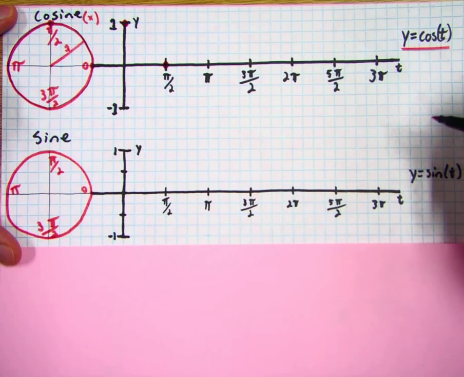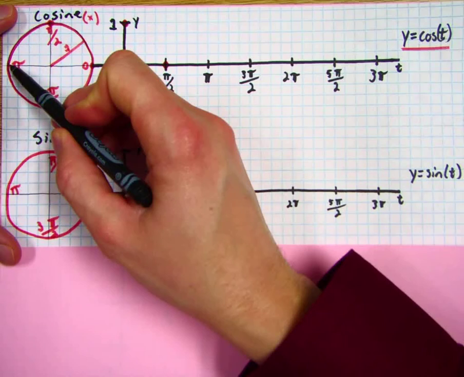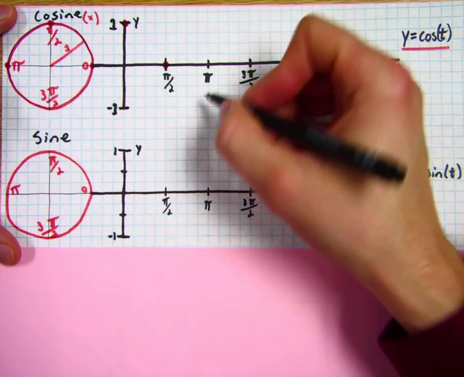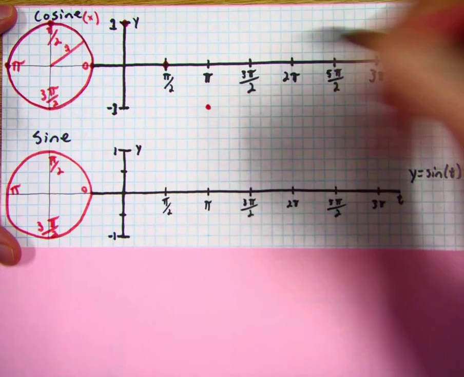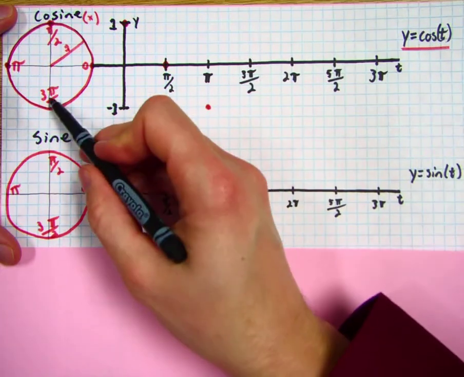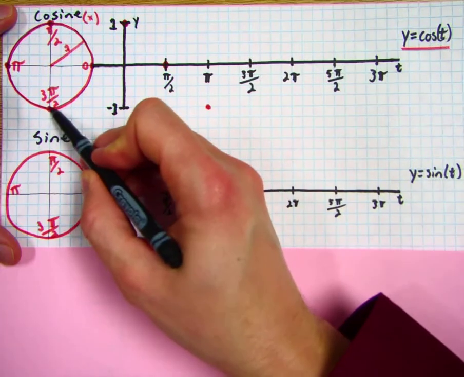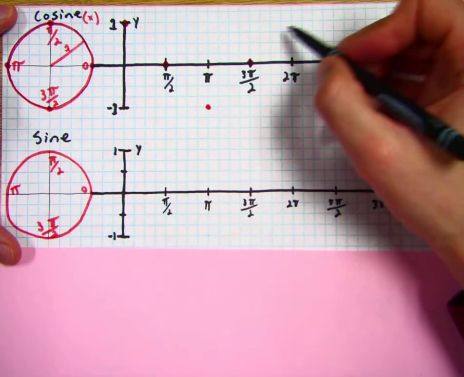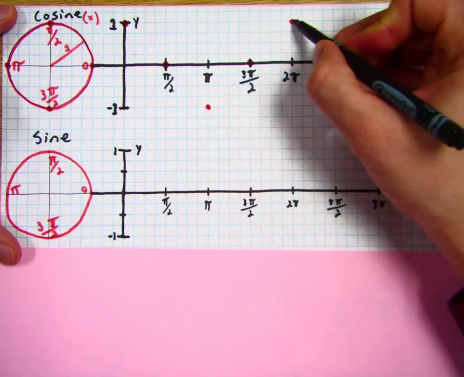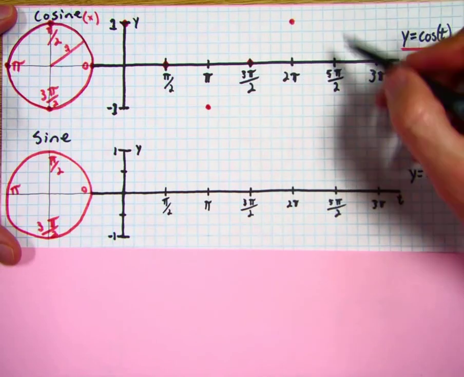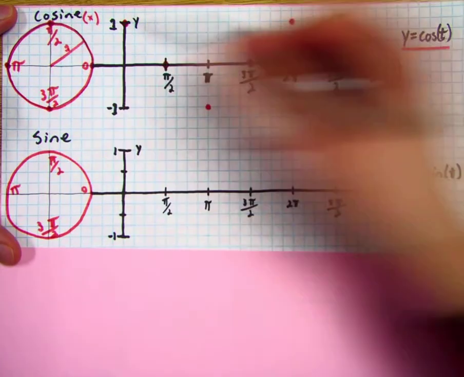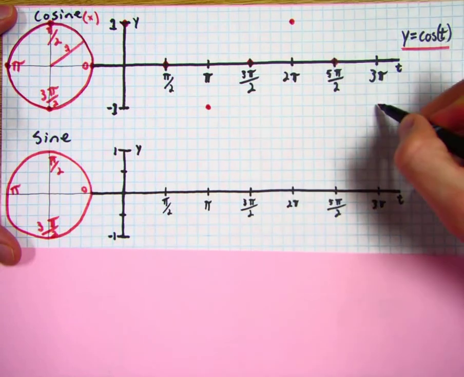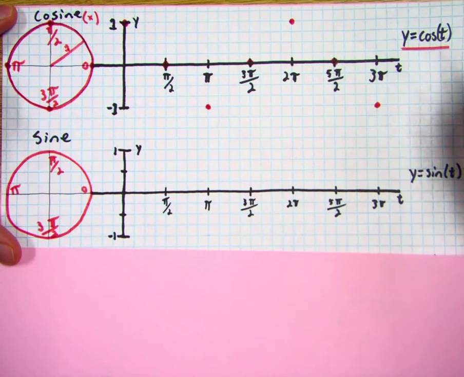All right, now let's go to the next significant point. At pi, or 180 degrees, now my x-coordinate is -1. At 3 pi over 2, my x-coordinate is back to 0. And at 2 pi, my x-coordinate is back to 1. Then if I were to go another 90 degrees, or another pi over 2, I'd be back to 0. And one more pi over 2 would have me back at -1.